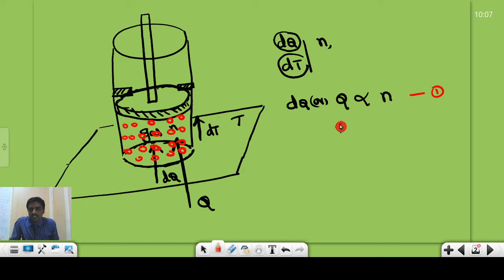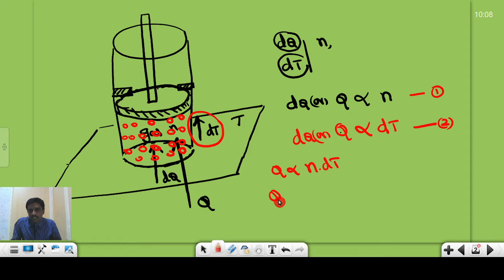The amount of heat energy is directly proportional to the change in temperature of the system. That means if more heat energy is absorbed by the system, we see a larger temperature rise. So dQ is directly proportional to dT. This is equation number 2. Then we combine these two equations. Q is directly proportional to n dT.